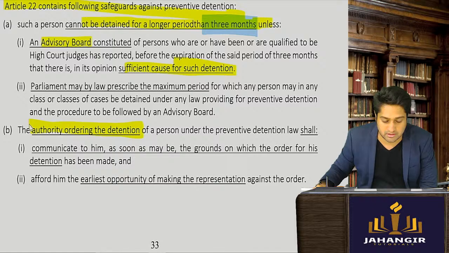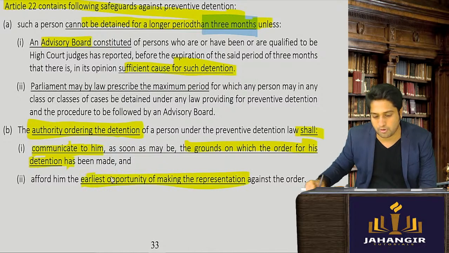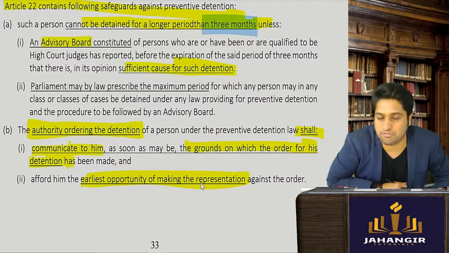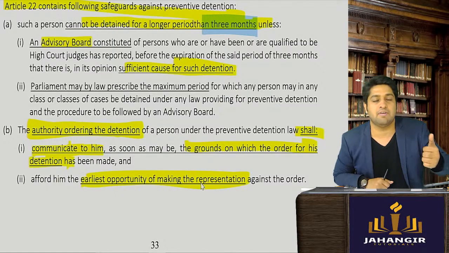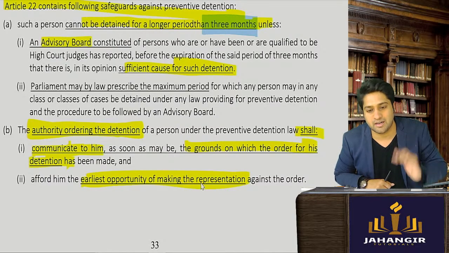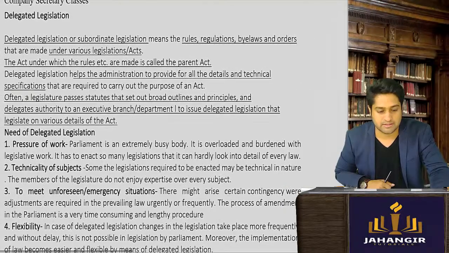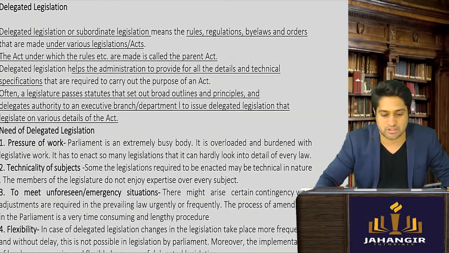The authority concerning the detention shall communicate to him the grounds for his detention and give him an opportunity of legal representation. So within 3 months we have to release him, or an advisory board will say no, extend the time period. He will be told why he is being detained, and also he will be given a legal practitioner to defend himself. Then comes the next point, that is your delegated legislation.